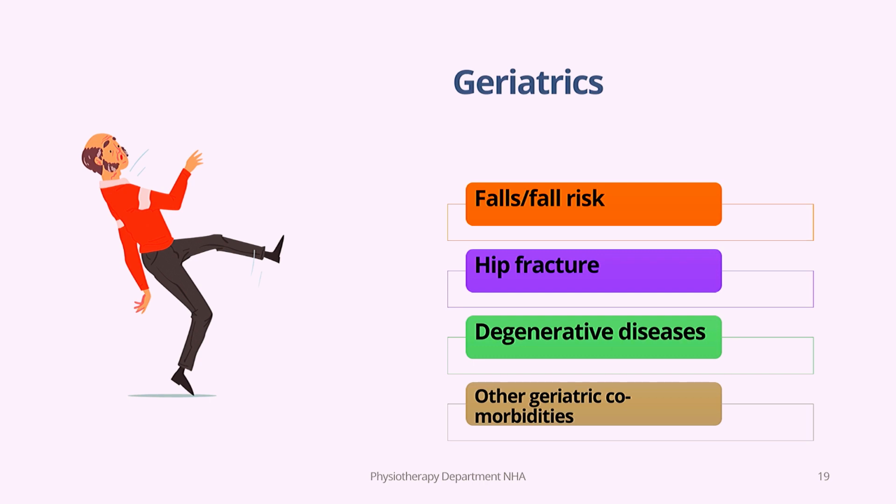Of course, we have the usual degenerative diseases, arthritis, spondylosis, and whatnot. And then other geriatric comorbidities like dementia, frailty also, require physiotherapy because exercise has been shown to reduce the impact of frailty in the elderly.